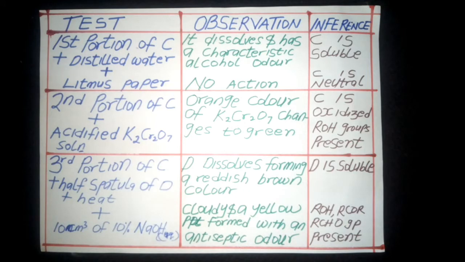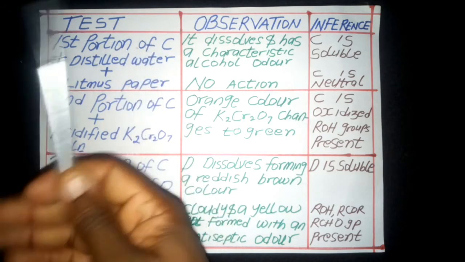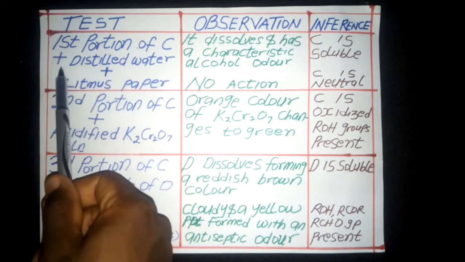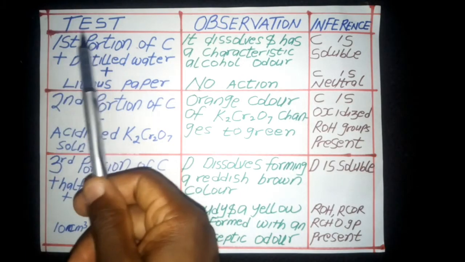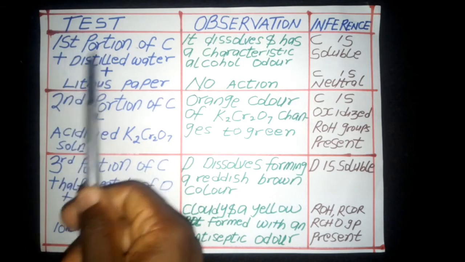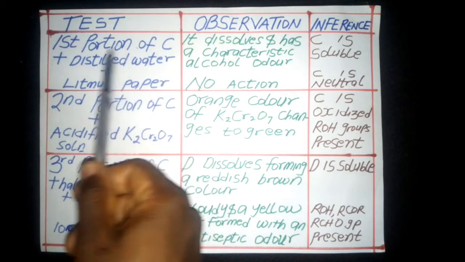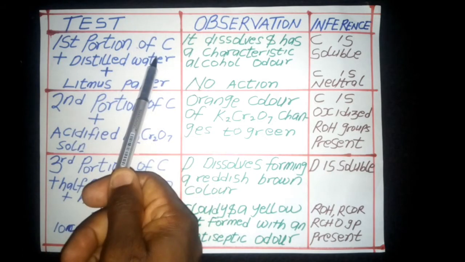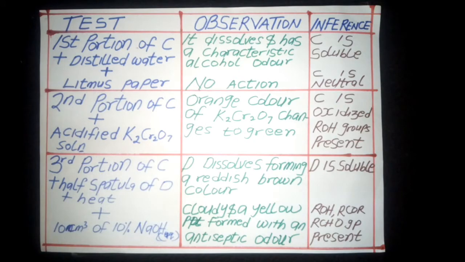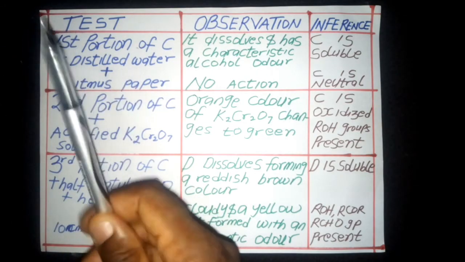So I'm just assuming that the first portion of C, which is in the first test tube, the first thing you might say is, okay, add so and so ml or maybe 10 cm cube of distilled water. That's what I did here. So I'm saying first portion of C plus distilled water. Mind you, don't just put water, it has to be distilled water. Bear in mind, C is an alcohol. Alcohol plus water, you expect it to dissolve, right?